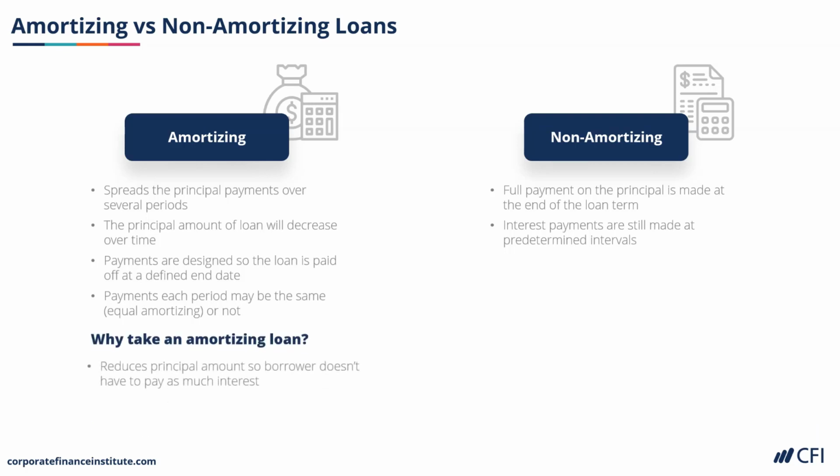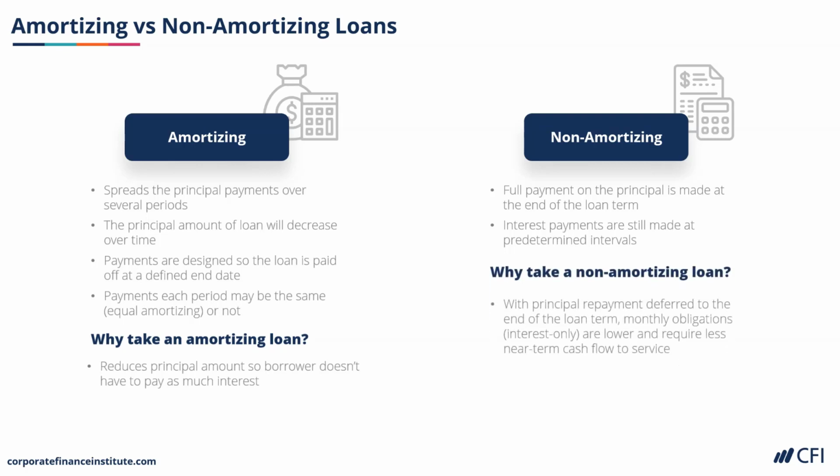So why would you take a non-amortizing loan? Well, an amortizing loan reduces the principal amount so the borrower doesn't have to pay as much interest over the life of the loan. If you were to add up the total interest expense for an amortizing loan, it would be less than the total interest expense for a non-amortizing loan. So why would you take a non-amortizing loan then? Well, even though you will pay more interest, the payments that you make along the way will be smaller because you will not be repaying any principal. You will only be paying the interest, so you can conserve cash until the end or maturity of the loan.